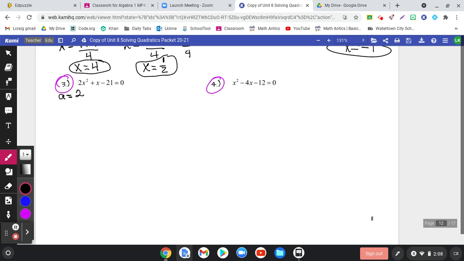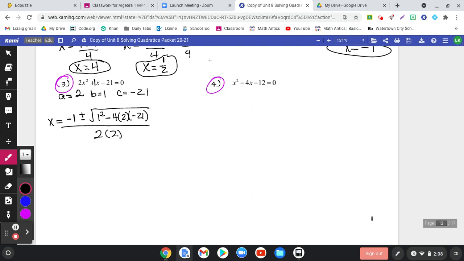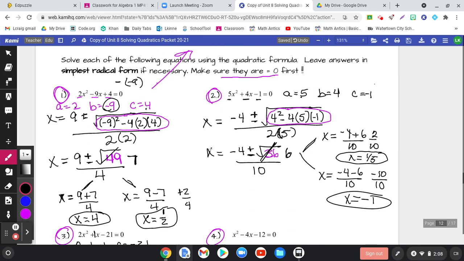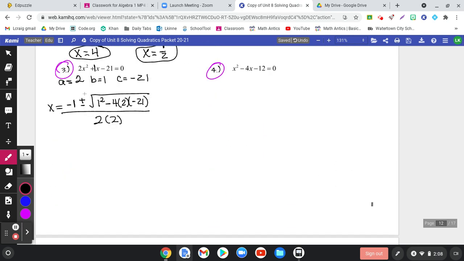A equals 2, B equals 1 if there's nothing there, and C equals -21. So x equals -b, which would be -1, plus or minus the square root of b squared, 1 squared minus 4 times a times c, all divided by 2 times a. And again, you're just copying it from this formula and replacing the a, b, and c with numbers. And that's why I write them right here, so I can easily substitute in.